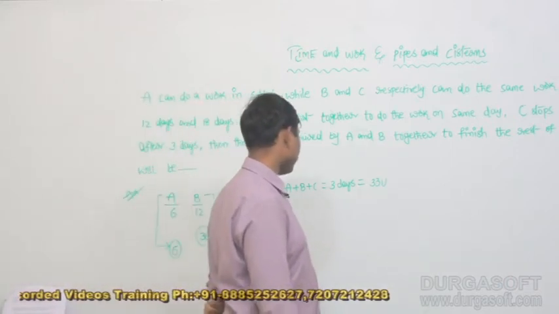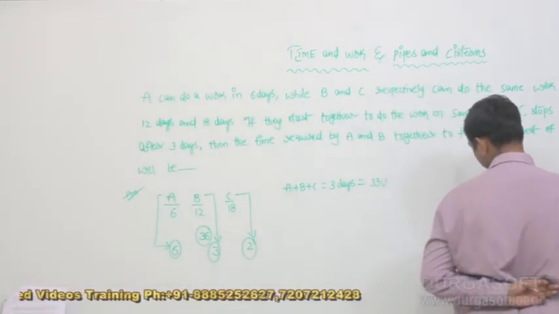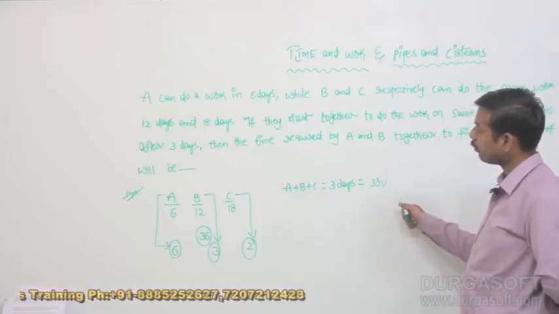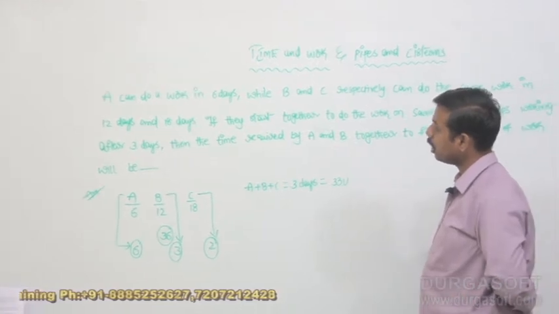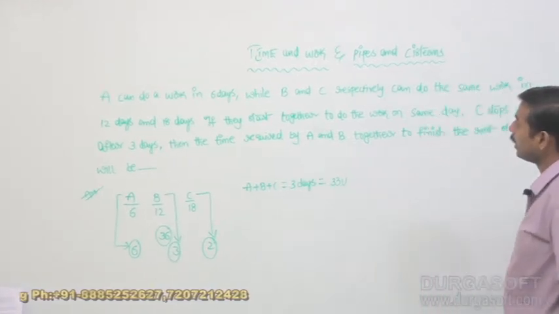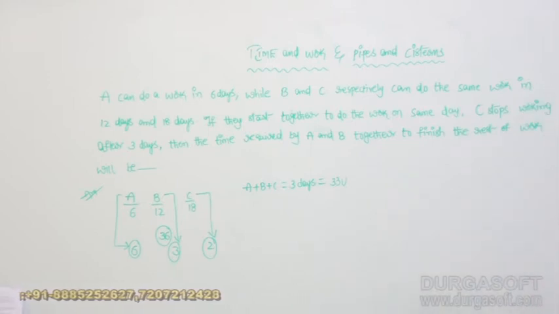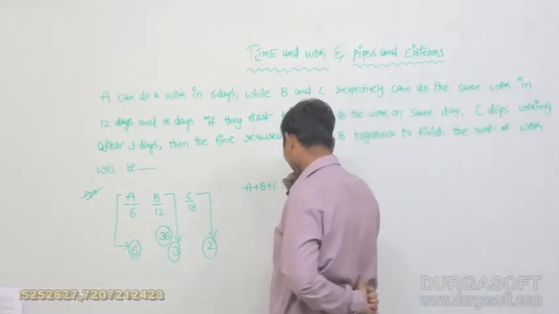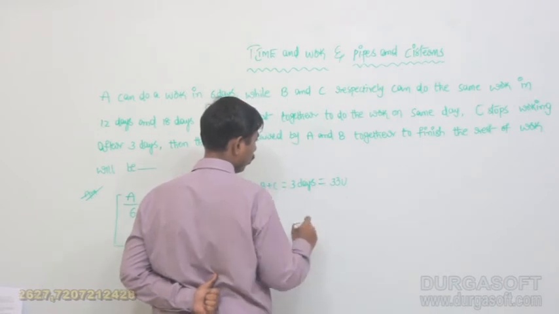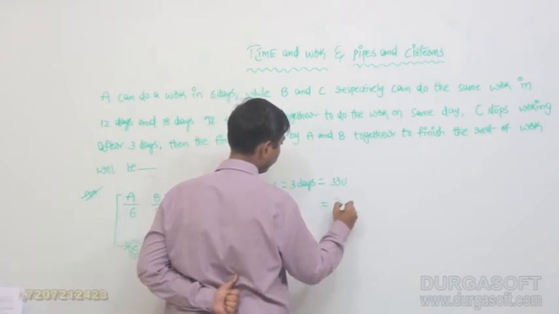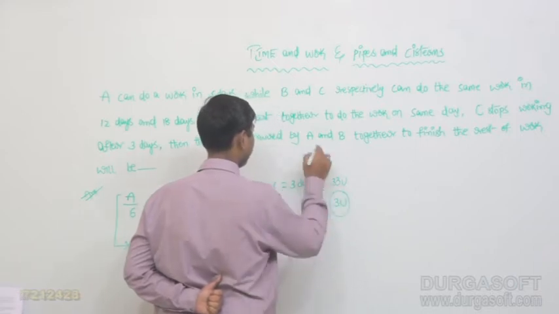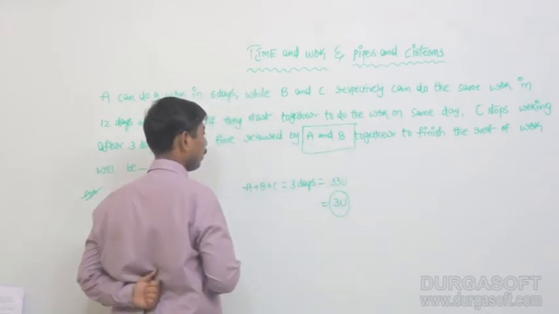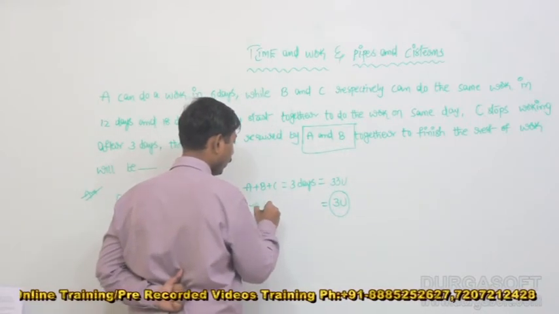A, B and C, all 3 people work together for the 3 days. In those 3 days, how many units have they completed? 33 units of work, out of 36 units, they have completed successfully. So how many units of work are remaining? 3 units of work are remaining. These 3 units should be completed by A and B together.